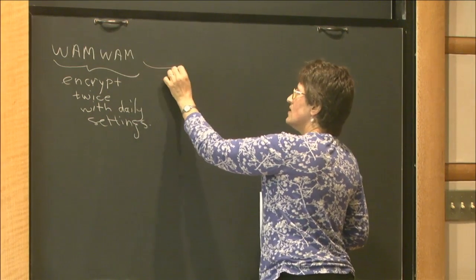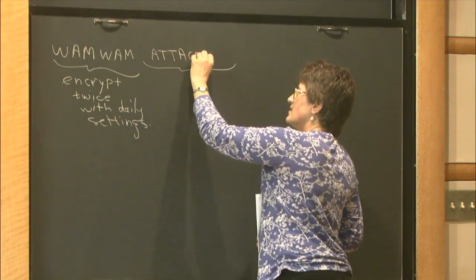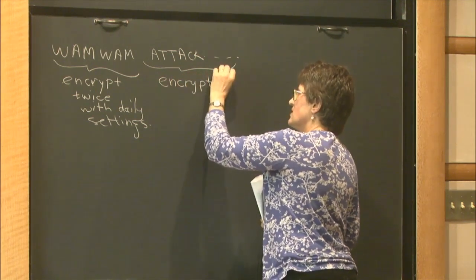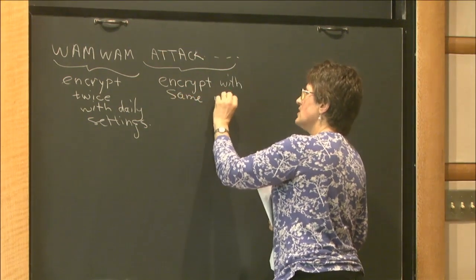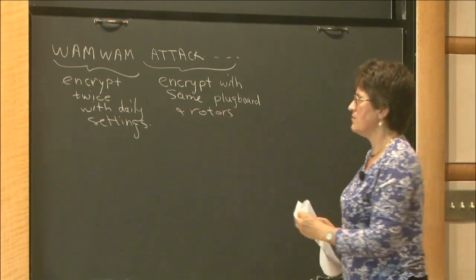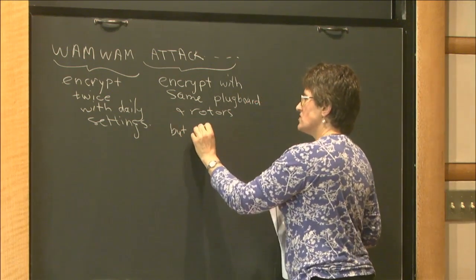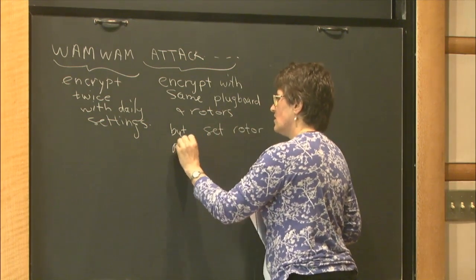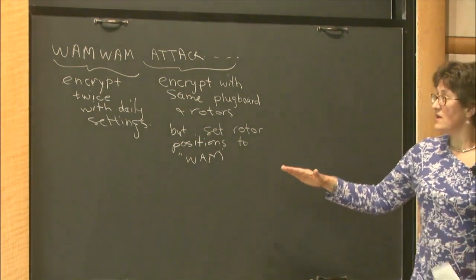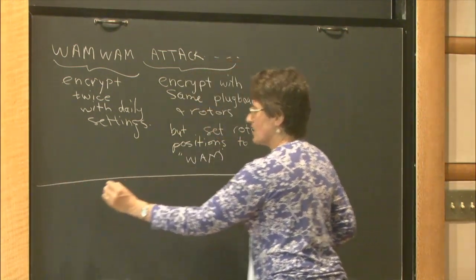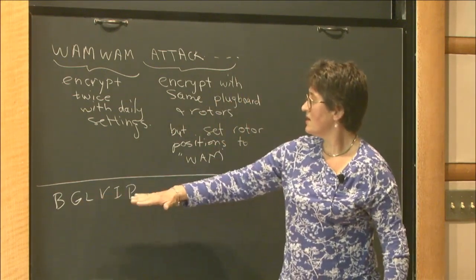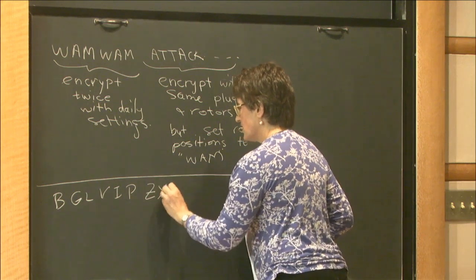Now they have an actual message, attack, and this they encrypt with the same settings, same plug board and rotors, because those would be time consuming to move around. So you just leave those the same, but set the rotor positions to WAM. This gets encrypted to something, I'm just making this up, and then the message also gets encrypted to something.